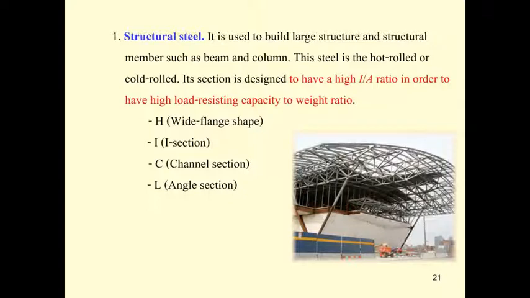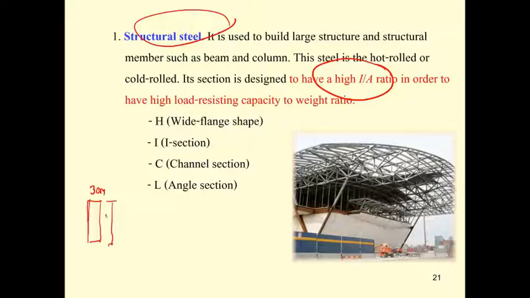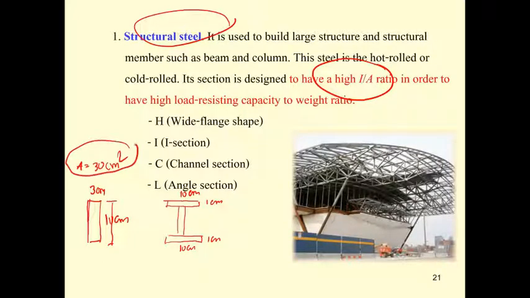So structural steel is produced in that section because the section, as I show you, has a high I over A ratio. For example, if you have steel with this being 3 centimeter and this being 10 centimeter, this is going to have 30 centimeter square. Then you use this one and produce the section with plates of 10 centimeter by 1 centimeter, and the same 10 centimeter by 1 centimeter. This is going to use the same area of steel.